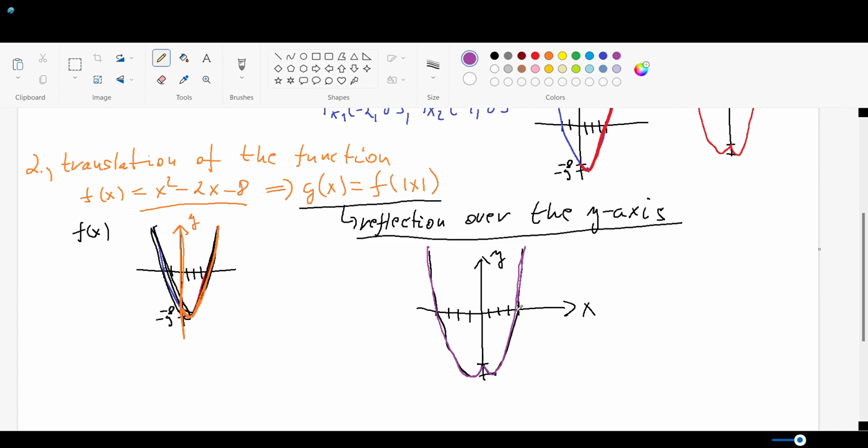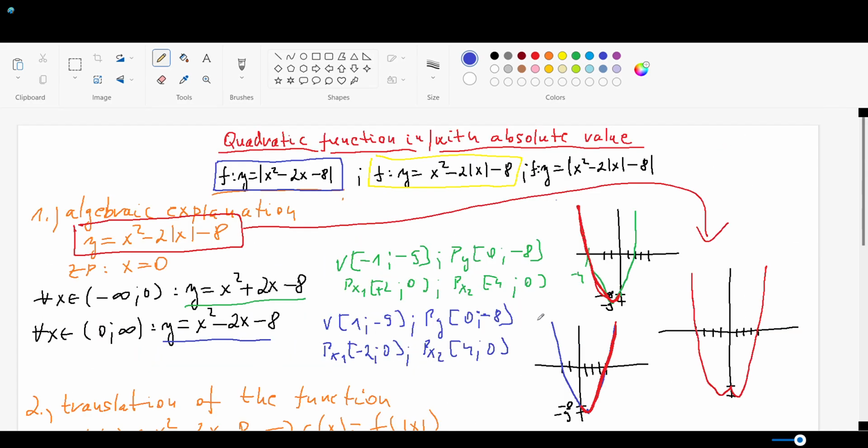So you can see very easily that it really makes sense to know how to use the translation or the transformation of the function, because here is our first function, and here is our second function. And what did we do? We just reflected the first part of the graph over the y-axis.